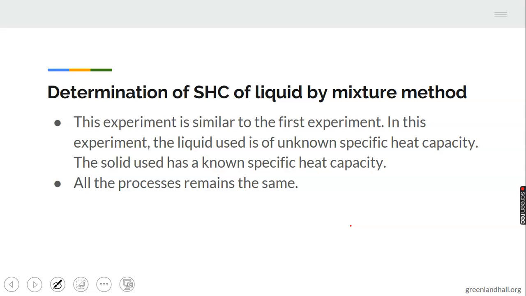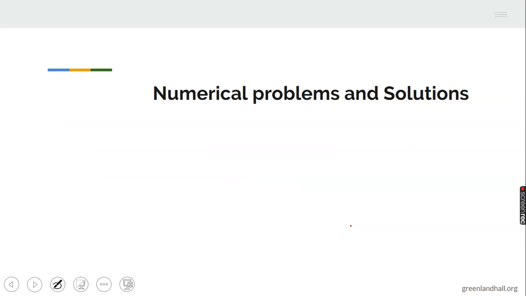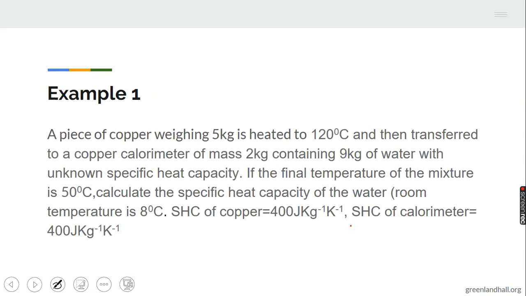All right. Now let's move to the numerical problems and solutions. Because of time, I'm going to be giving only 2 examples. That's why you have your textbooks to look into for further activities. If you have questions from there, you can bring them up to me and I will answer. Now let's look at example 1.